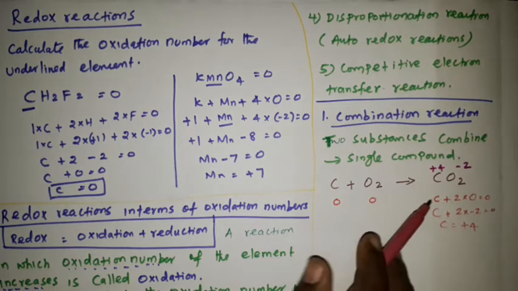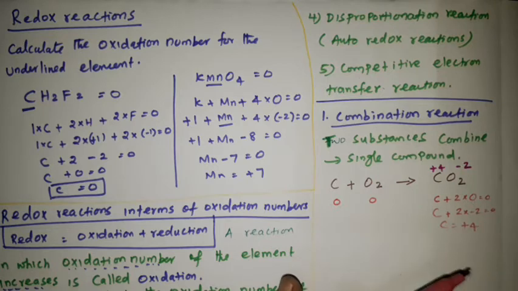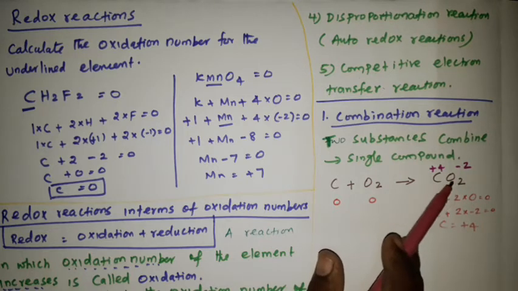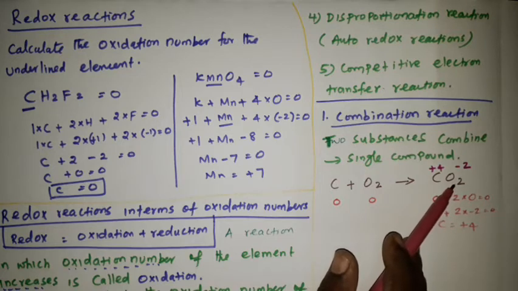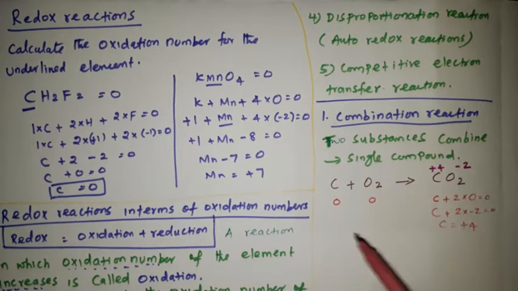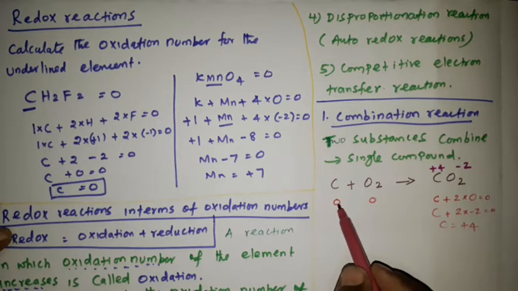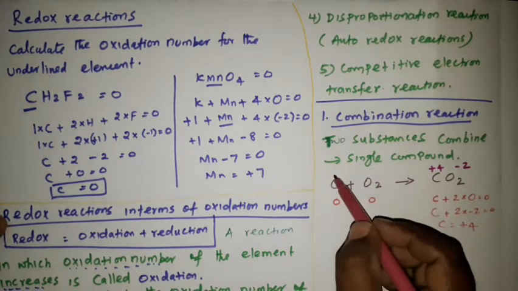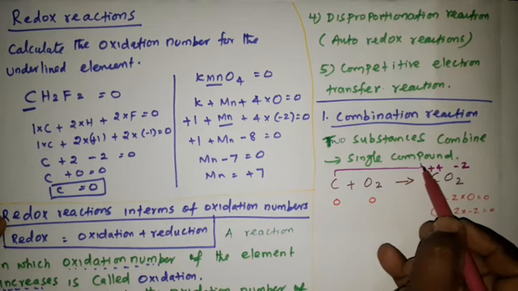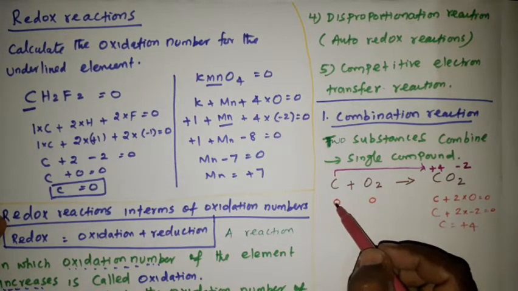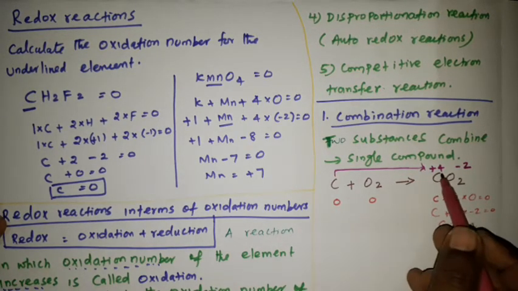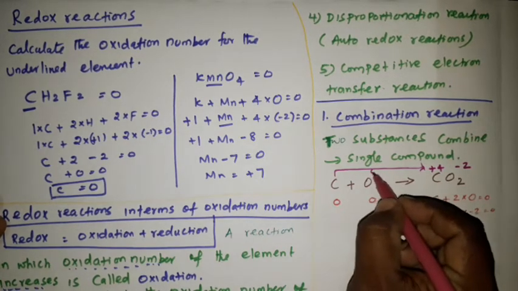Always write the oxidation number for a single element. Here there are 2 oxygen atoms, so use it for a single element. Now find out the decrease and increase of the oxidation number. For carbon, here it is 0 and here it is +4. So the oxidation number is increased from 0 to +4, so it is called oxidation.